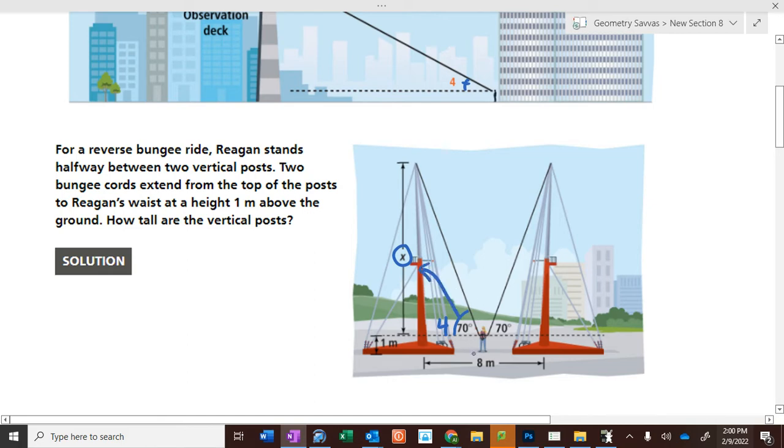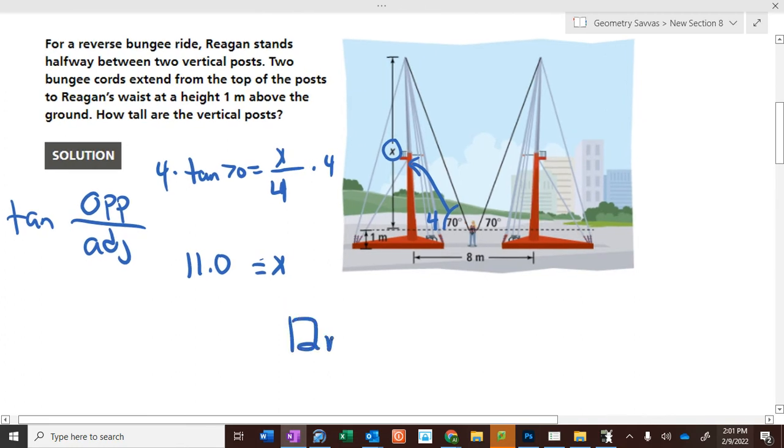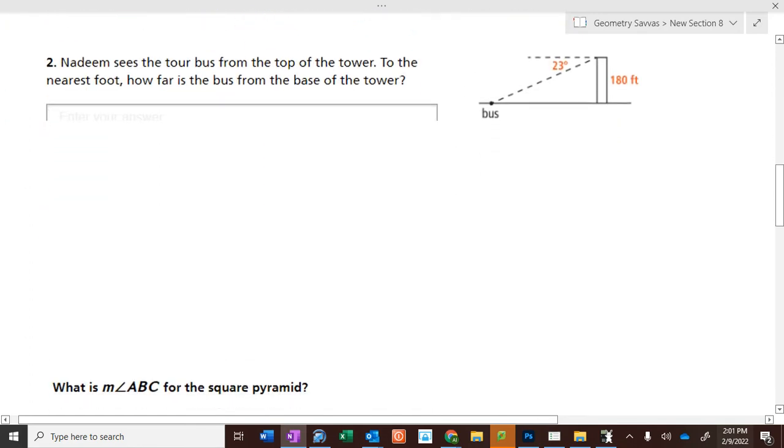So this is called the what side of my triangle? Opposite. And the 4 would be the adjacent. What trig function is opposite and adjacent? Tangent. So the tangent of our 70-degree angle is our opposite side, x, over our adjacent side of 4. How do we solve for x? How do we get x alone? Multiply by 4. Somebody, calculator. 4 times the tangent of 70. 11.0. Now, that's what x is. Then you have to add a meter because that person is standing above the bottom of the post. So if we add a meter, the vertical posts are actually 12 meters long. Okay? All right.